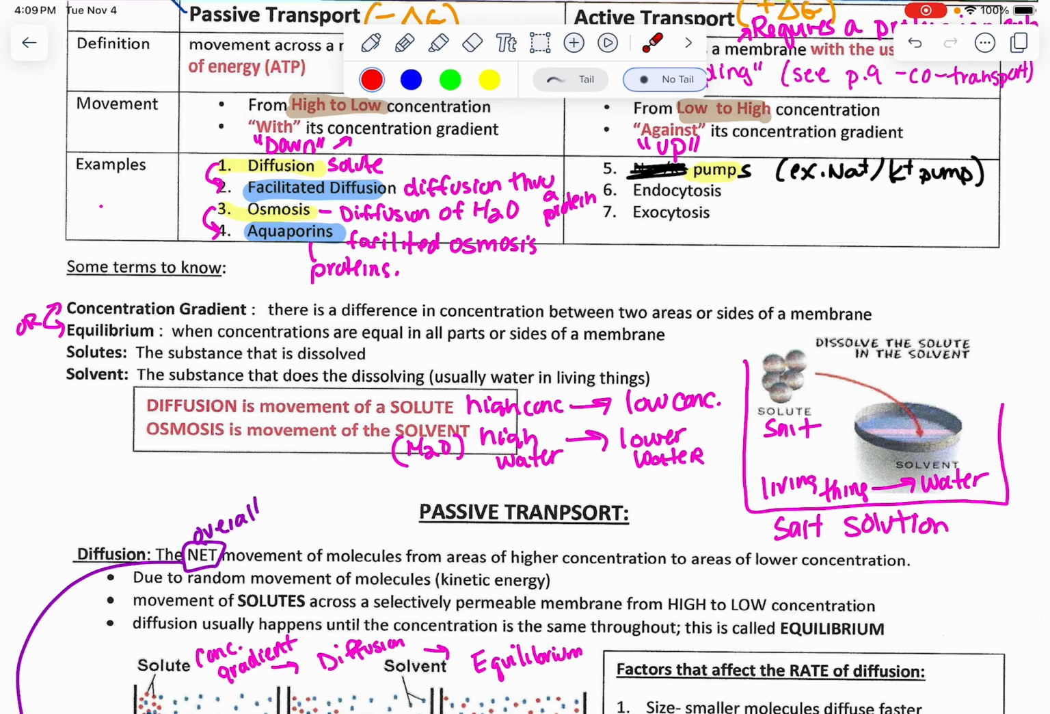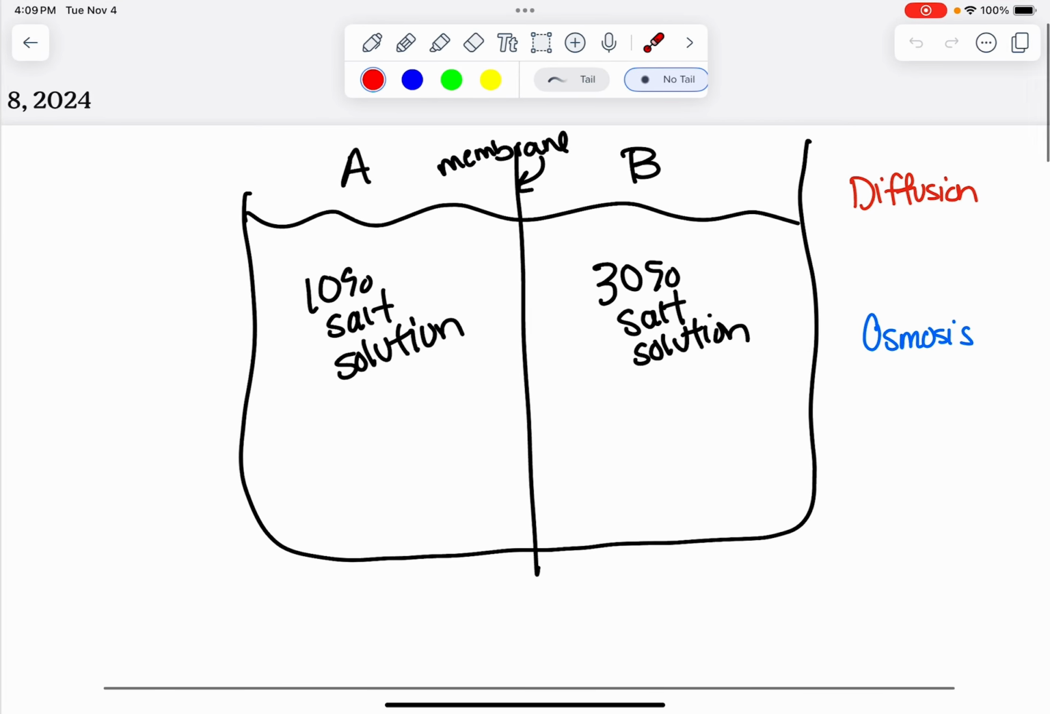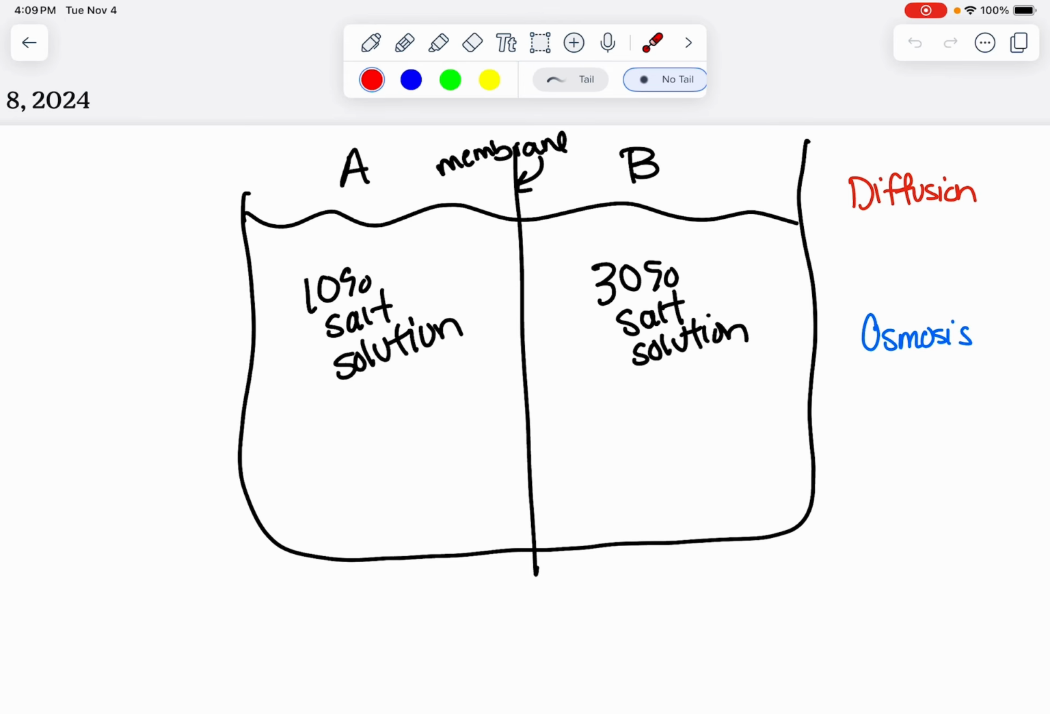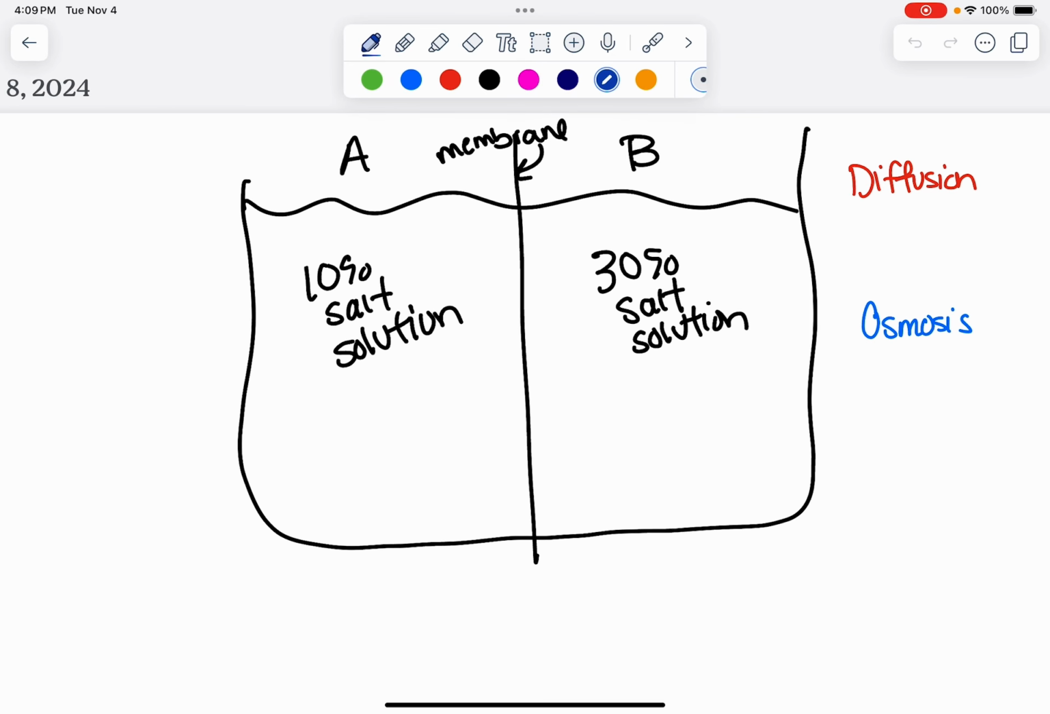So let me switch over and give you an example. I think we did something like this freshman year. Let's suppose I have this hypothetical beaker with a membrane down the middle, and let's assume that the membrane is permeable to both salt and water molecules. Okay, that's going to be the key. So let's say on side A, I have a 10% salt solution, and on side B, I have a 30% salt solution.